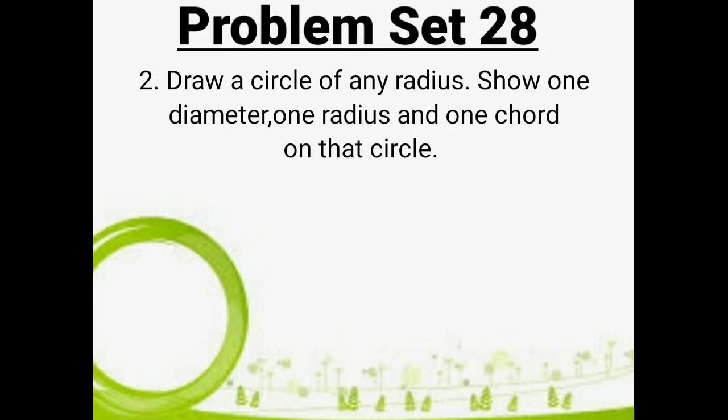To draw this particular circle, you are not restricted to take a particular radius of a particular length. You can choose any radius and draw the circle of that radius. Just remember to make sure that you show its diameter, its radius, and draw one chord on that circle. You can do this sum by yourself at home according to what we have discussed so far. Please note, when you draw this circle, kindly mention the radius and the diameter on the circle.